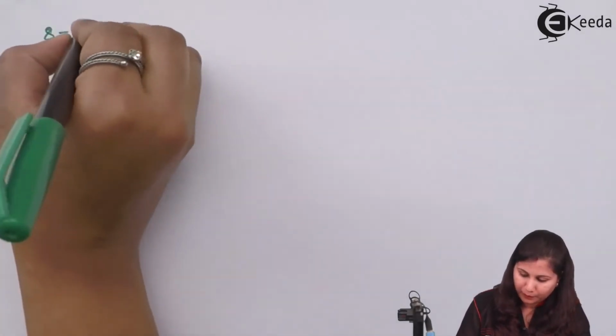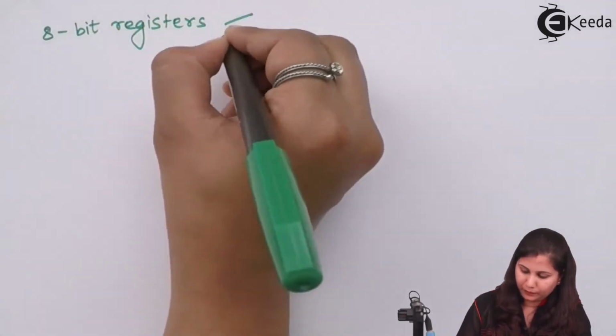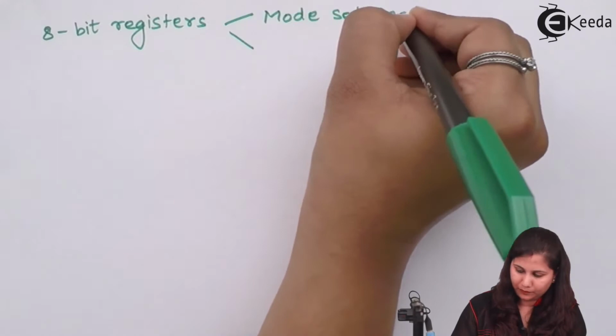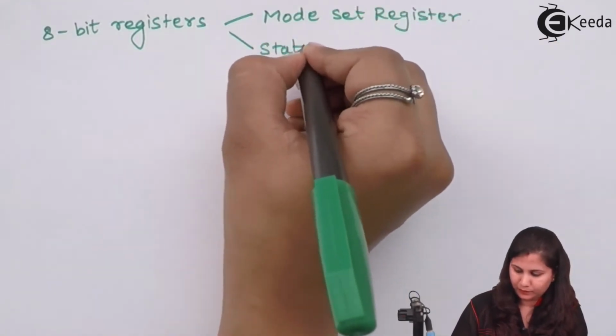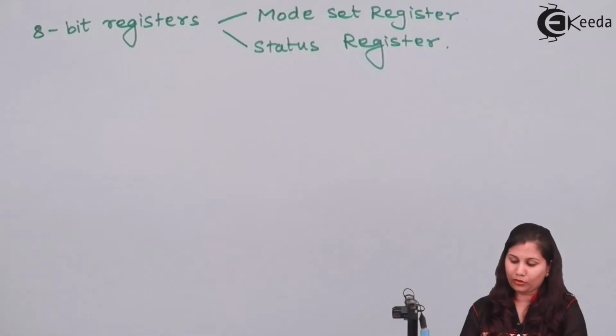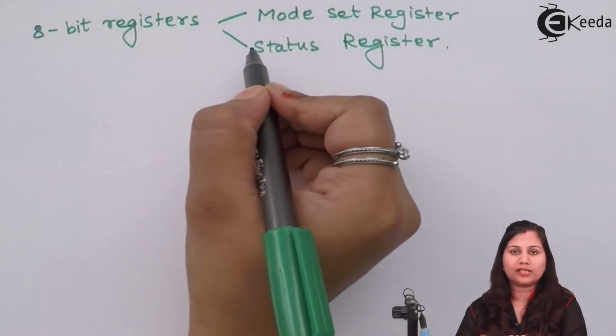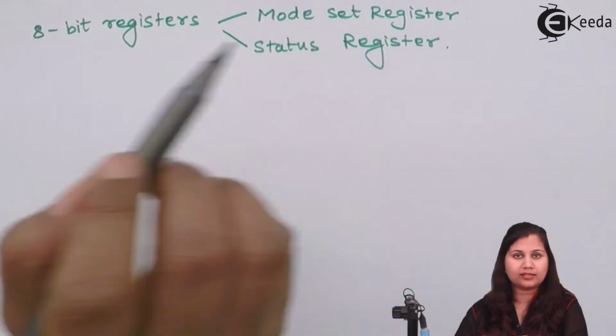Now, the address register and count register were the 16-bit registers. Besides these, the 8257 DMA controller also has 8-bit registers. Two 8-bit registers are there, which are the mode set register and the status register. So we have studied the 16-bit registers. Now let's come to the 8-bit registers. These are the two 8-bit registers in the DMA, mode set register and status register.